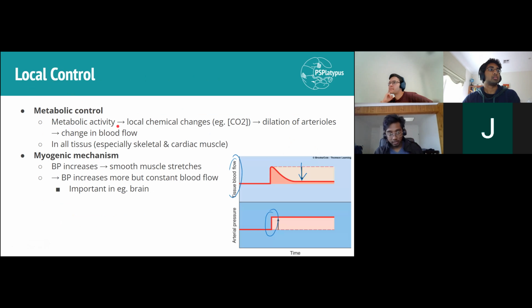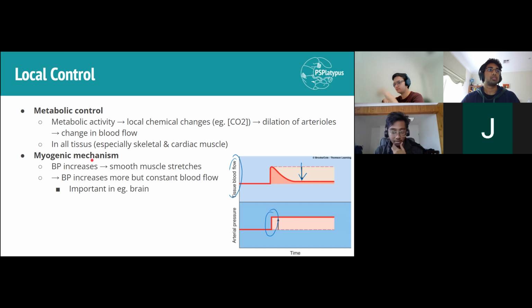Metabolic activity obviously will result in local chemical changes. So we're going to have increased, for example, CO2, decreased O2, all that good stuff. And these changes in chemicals are the trigger for dilation of arterioles, which increases blood flow to that region. And this is especially important in skeletal and cardiac muscle.